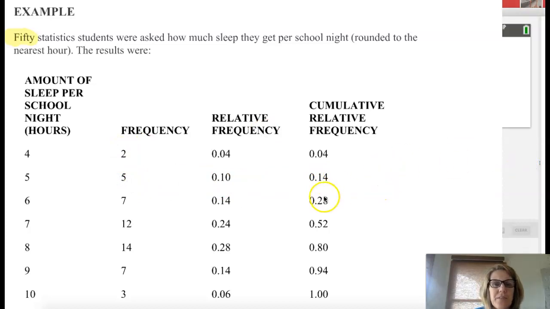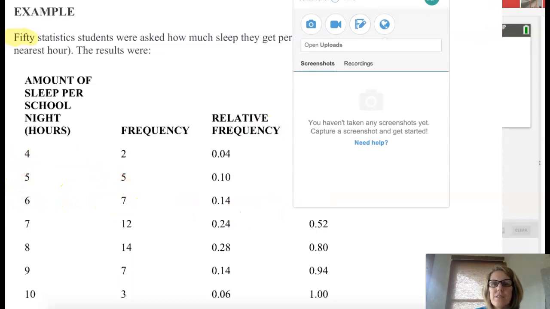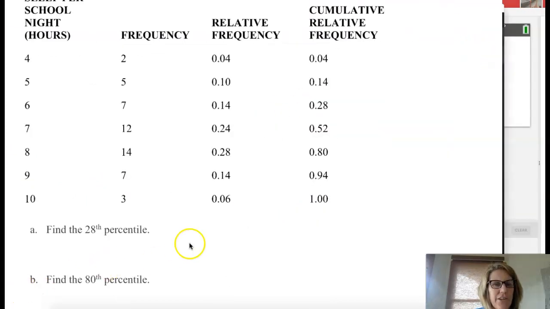Does that make sense? Then for 6 hours of sleep, there were 7 students that got 6 hours of sleep. 7 divided by 50 is 0.14. And the 0.28 is then we add these three together. That means 28% of the students got 6 hours of sleep or less. I'll understand. So the last cumulative relative frequency is 100, which means 100% of the students got 10 hours or less of those 50 students, and these will add up to 50.